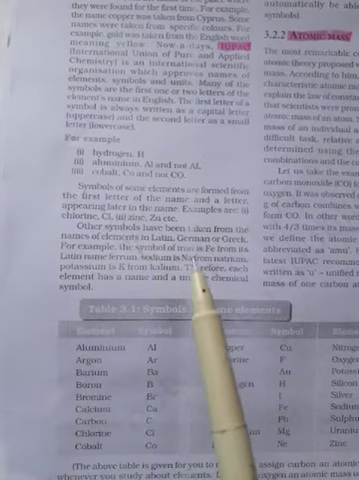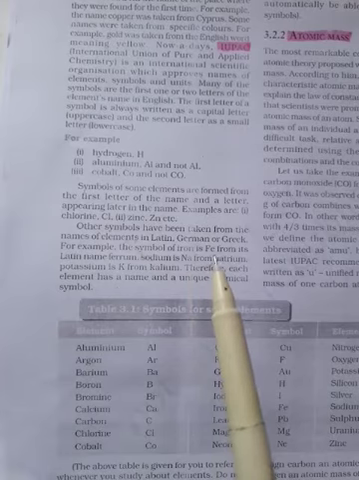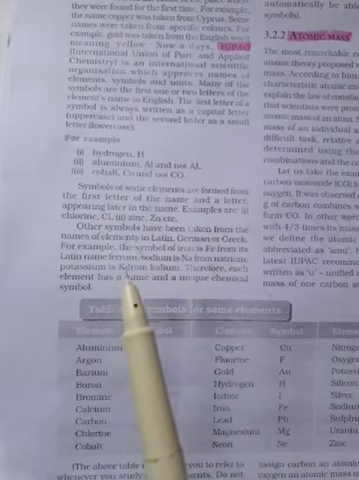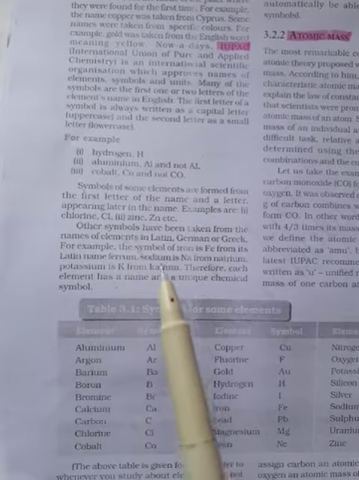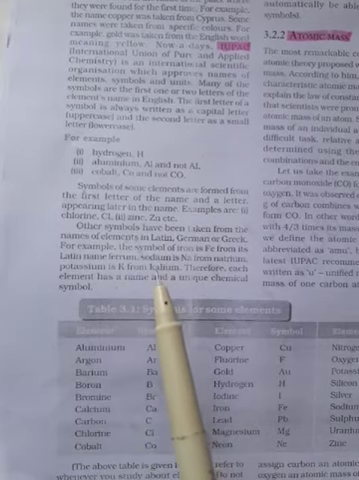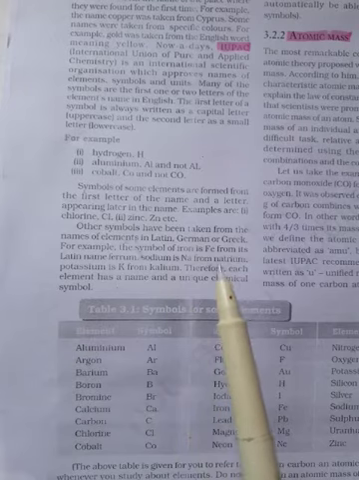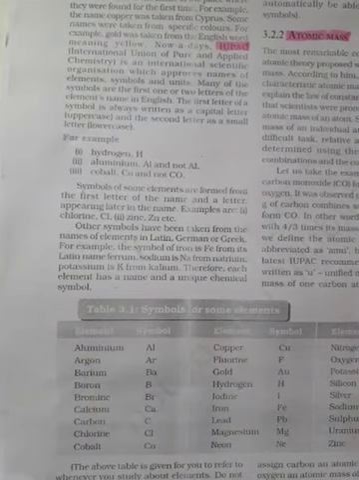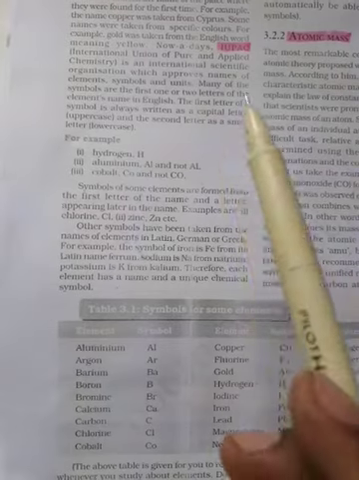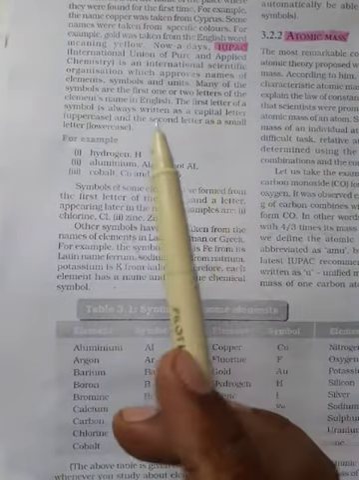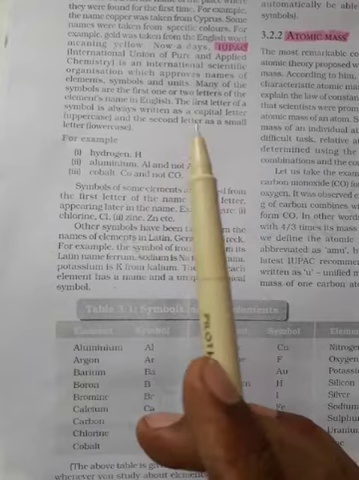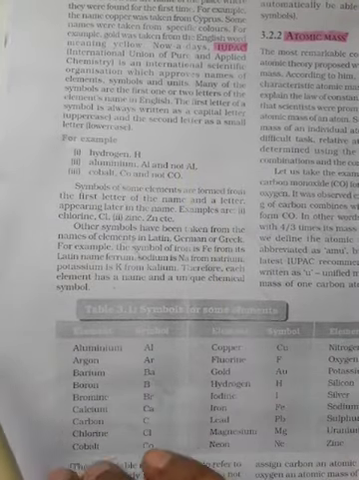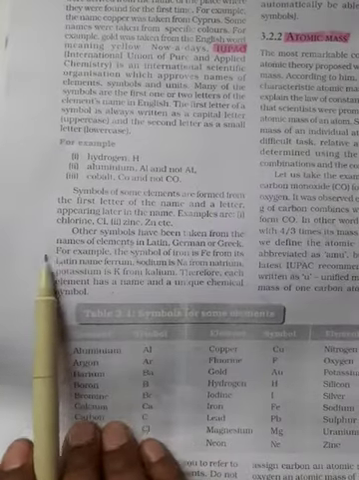For example, the symbol of iron is Fe, from the Latin name ferrum. Actually, iron's Latin name is ferrum. Similarly, sodium, what I told you, its Latin name is natrium. So don't get confused that IUPAC has only mentioned the first letter of an element to be used as its symbol.